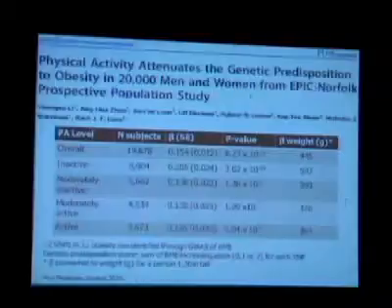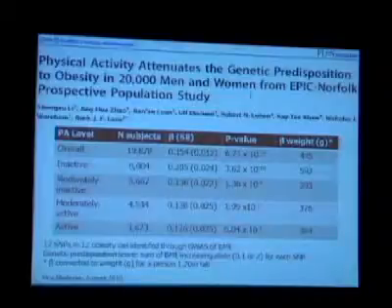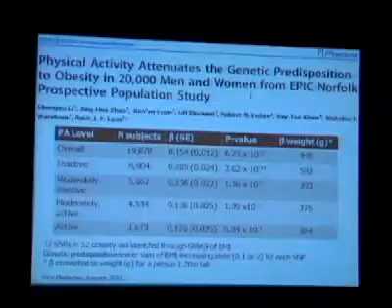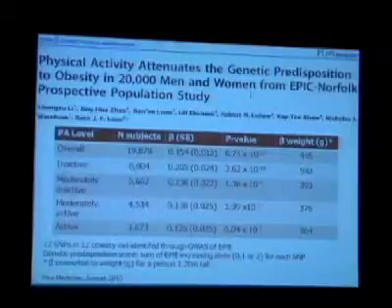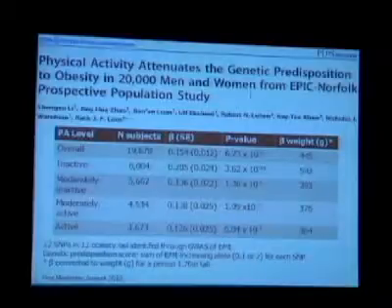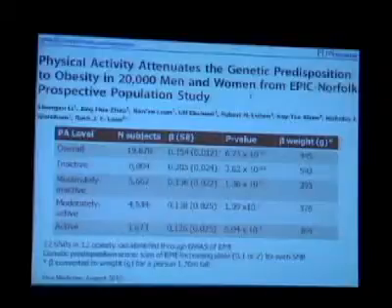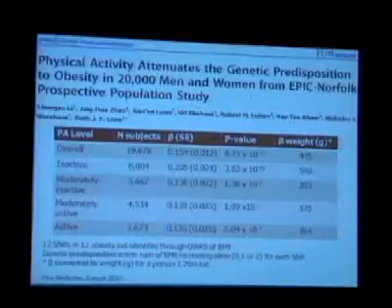Another good example of how we can deal with interaction in genome-wide association studies is a very interesting study published last August in PLOS Medicine, in which they looked at interaction with physical activity, based on a large number of subjects. Basically what they did in that study is that they took 12 SNPs in 10 different obesity loci identified through GWAS, and they calculated a genetic predisposition score based on the sum of BMI-increasing alleles for each of these SNPs.